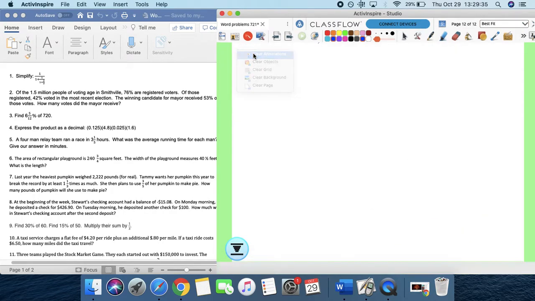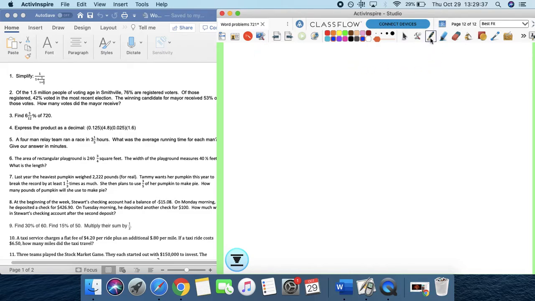Okay, here we go. All right, and then number 2. So we have 1,500,000 voters in Smithville. Out of that, 76% are registered voters. So not everybody in town is voting, only 76%. So find that out, right? So the number of people who are going to vote, multiply that by 0.76, right? We change 76% to that. And that's going to give me the number of voters.